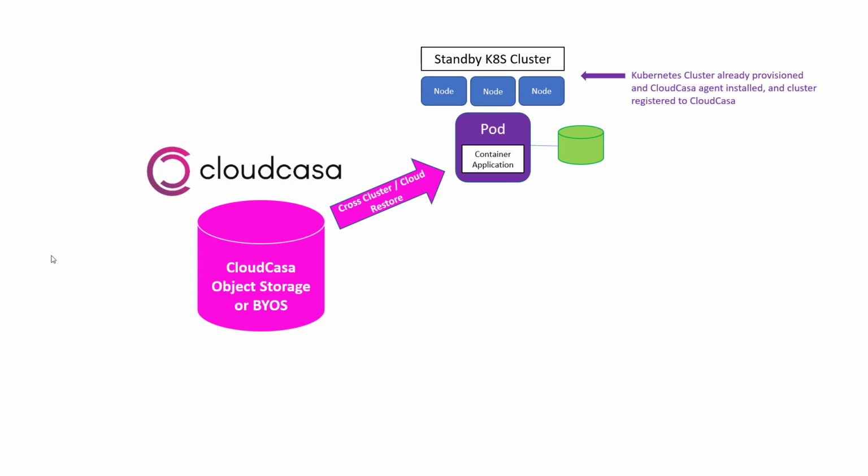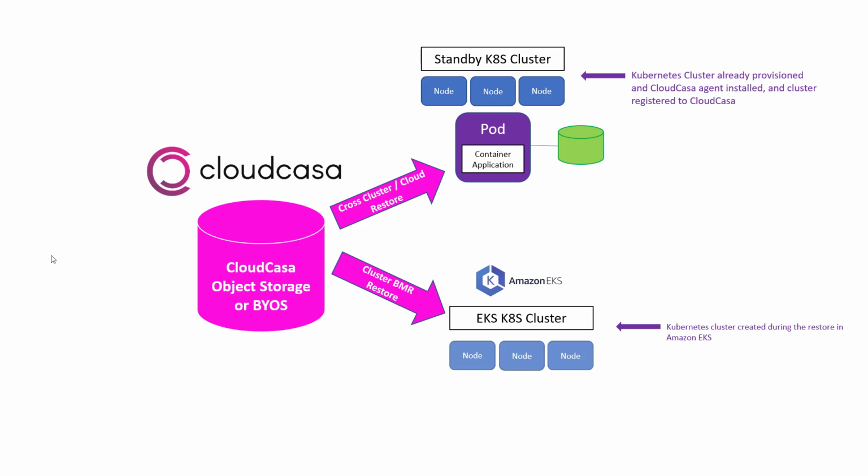So restoring your application namespace can also create a cluster for you, thereby eliminating the need to have a cluster pre-provisioned with the CloudCasa agent installed, or even needing to have a standby cluster sitting around doing nothing and wasting resources. At the time of this recording, we can only do a cluster BMR to Amazon EKS. Just something to keep in mind, but remember, you still have the option of performing cross-cluster, cross-cloud restores to pre-configured Kubernetes clusters if you want to have that mobility of moving your application around.